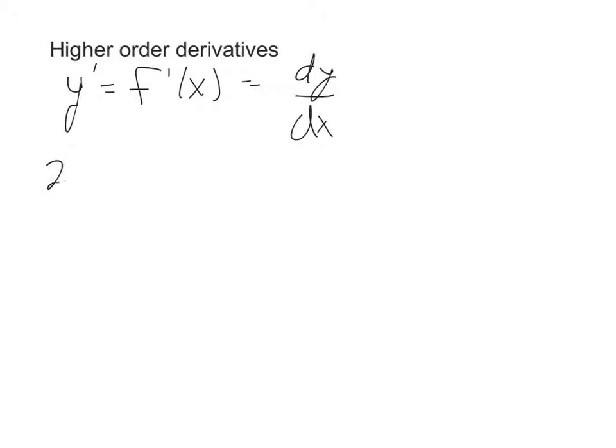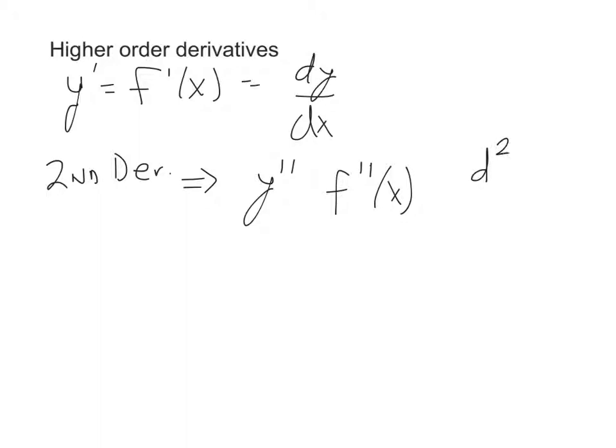Second derivative, I'm going to abbreviate. Our second derivative is going to be like y double prime, or f double prime of x. And our other notation looks like this. It's the second derivative with respect to x of y, like that.